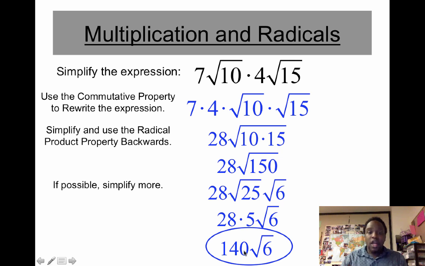So key thing here, when we're multiplying, we multiply the numbers that are outside of the radical, and we multiply the numbers that are inside of the radical, and then we simplify what's inside the radical.